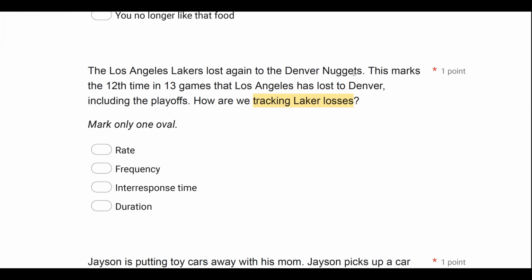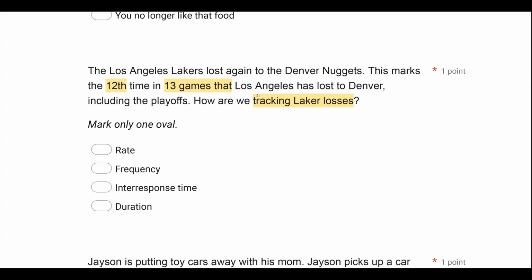Well, we know they lost again to the Nuggets, which is the 12th time in 13 games. So there's a couple different ways you could look at this, right? You could look at it almost as a percentage of occurrence question if we had a percentage, because out of the 13 games, 12 times were losses. Or we could simply look at it as a count, because we're counting how many losses the Lakers have.